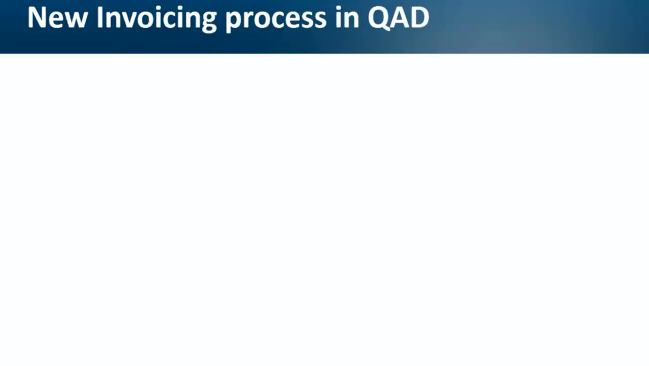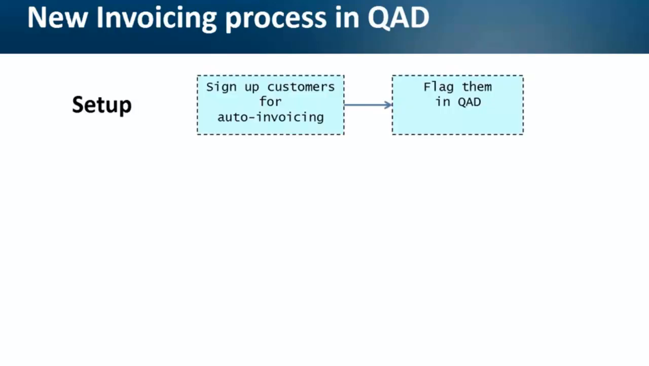Now let's have a look into the schematics of how this process can be accomplished. So first off, we will need to flag those customers who want electronic invoicing. So the first step will be to install a new program to maintain these settings in the QAD ERP system. As you go along, you may sign up more customers to the auto-invoicing service or vice versa. You can opt them out.